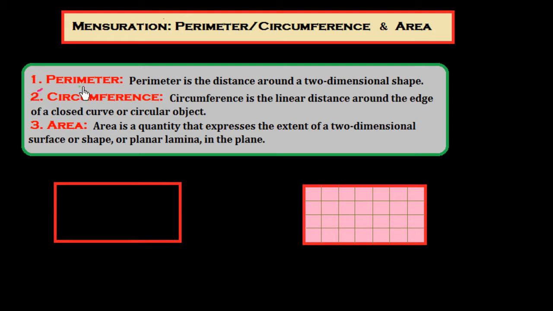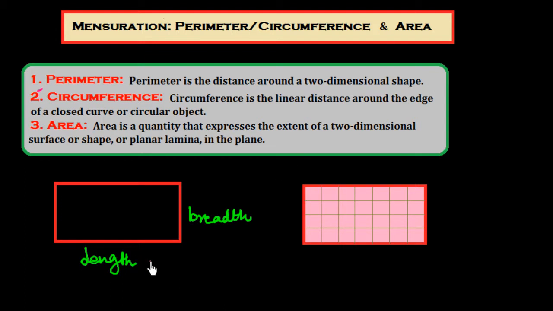The perimeter is the distance around a two-dimensional shape. I explain here, it is the distance around a two-dimensional shape. Take a rectangle. In a rectangle we know there are only two variables: one is length and the other is breadth. I write down the variables. This is our length and this is our breadth of this rectangle.